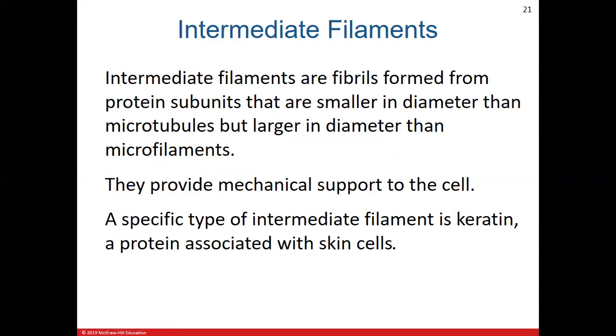Then you have the last type of protein filament, known as an intermediate filament. As the name implies, this is an intermediate size. It's smaller than the microtubules, but a little larger than the microfilament. So that's where it gets its name. It's an intermediate filament, or fibril, which just means protein filament. Again, they're basically there for supporting the cell. You may have heard of the protein known as keratin. That's associated with your skin cells. Some of your skin cells have this protein called keratin, which is basically an example of an intermediate filament.